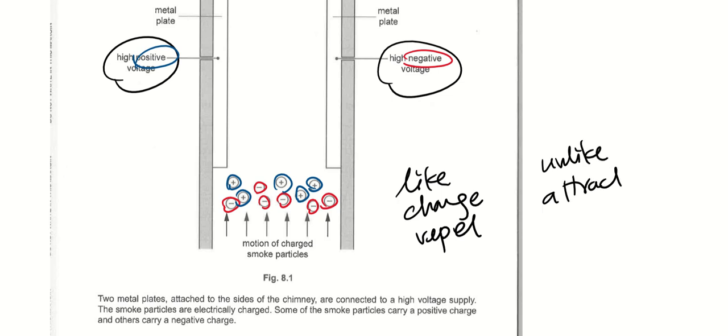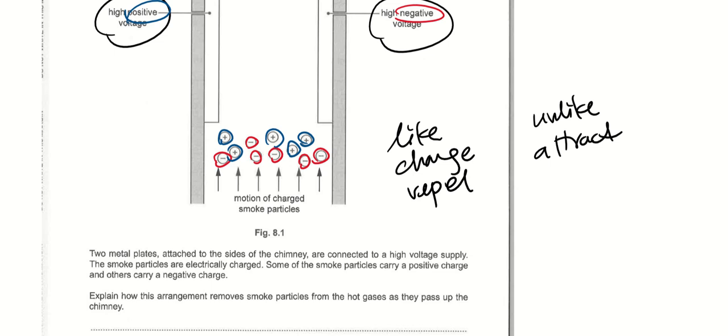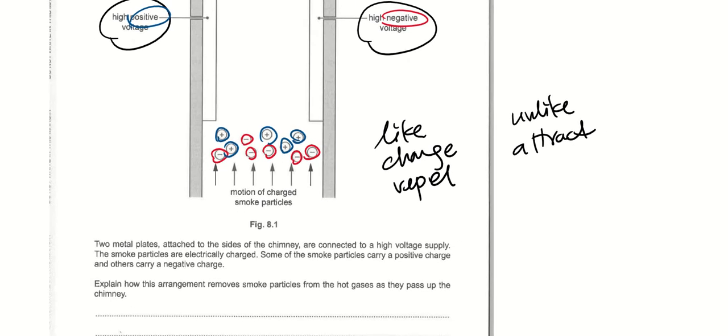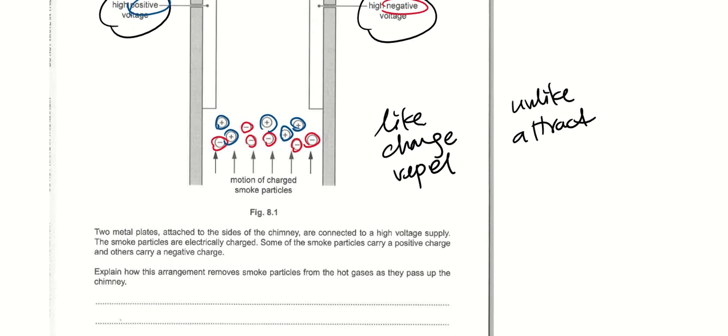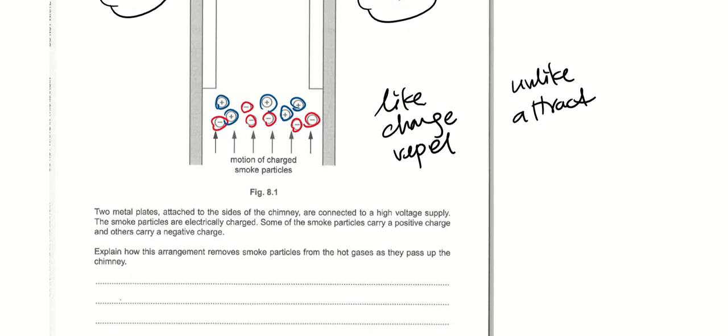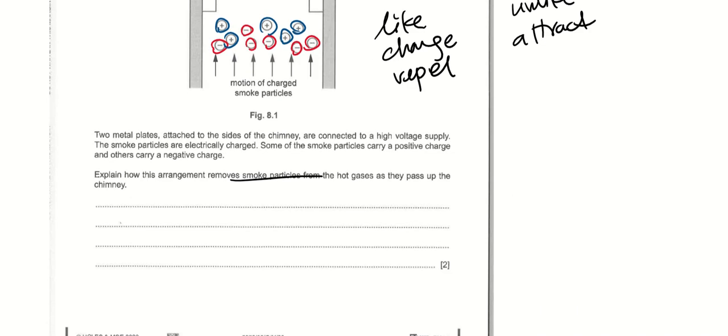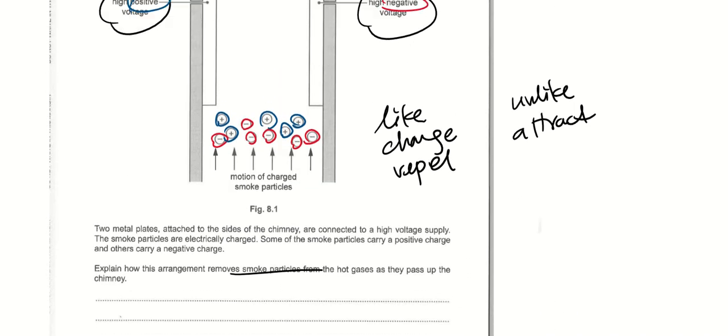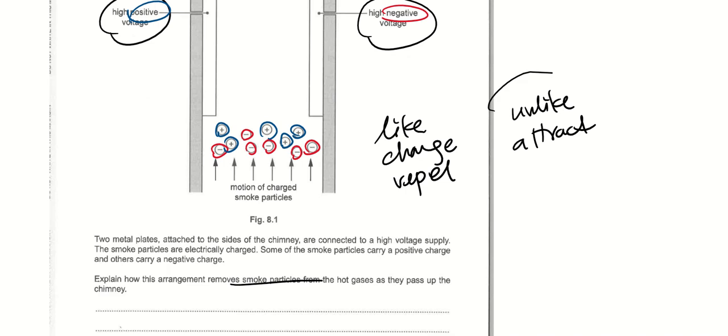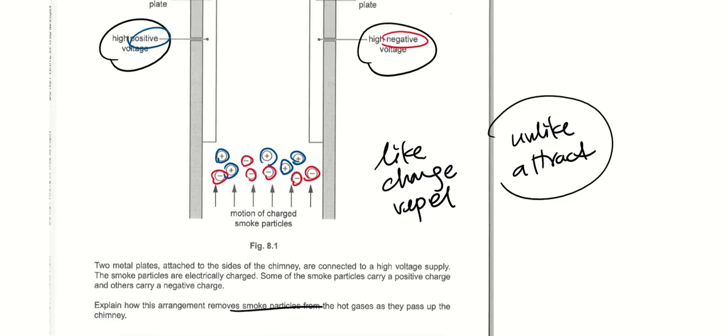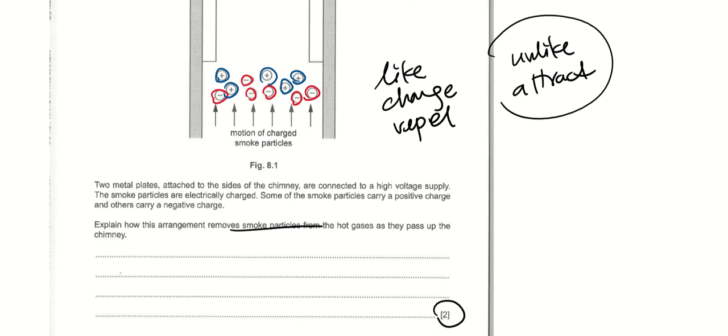So I have two metal plates attached to the side of the chimney. They are connected to a high voltage supply. Smoke particles are electrically charged. Some carry positive, some carry negative. Explain how this arrangement removes smoke particles from the hot gases as they pass up the chimney. 2 marks. That means I must have 2 points. So definitely one of it will be unlike charges attract. Okay. So let's look at the answer.